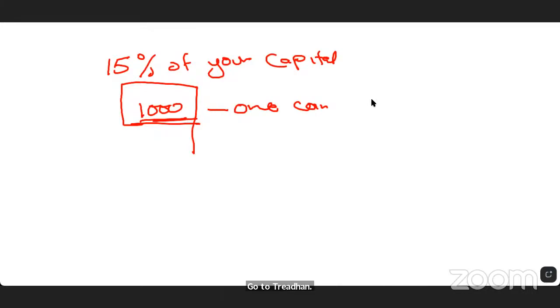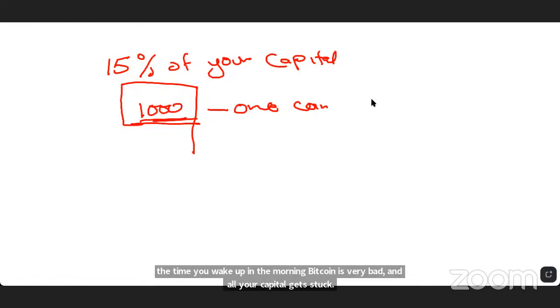Am I making sense to someone? A good trader is a good wallet manager. How many of you have experienced in the business? You trade today, Bitcoin is very good, the next day it's very bad, and you remain floating for a very long time. How many of you have experienced that? Today, Bitcoin is very good, you are happy. By the time you wake up in the morning, Bitcoin is very bad, and all your capital gets stuck. It gets back to wallet management.